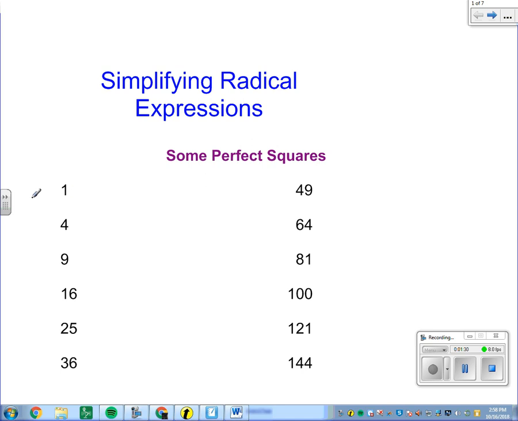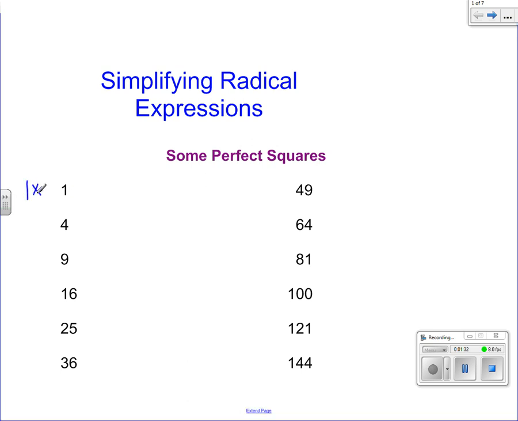How did we get 1? Well, we got 1 because 1 times 1 is 1. How do we get 4? 2 times 2. How do we get 9? 3 times 3. You can always reproduce this list. You need not memorize it.